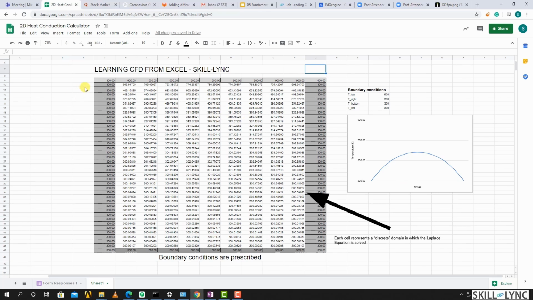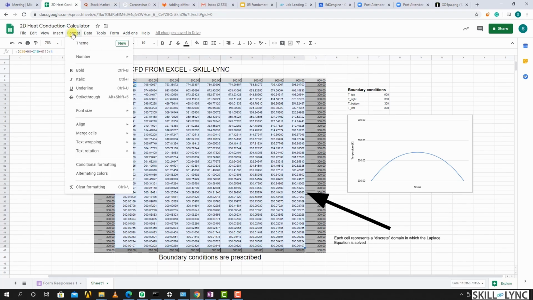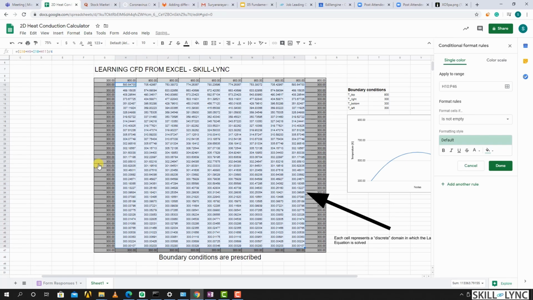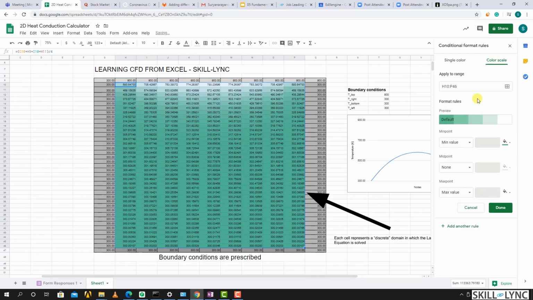But the other key part of post-processing is understanding what we are trying to say here. Though I'm seeing a bunch of numbers, it really doesn't mean anything. So what I'm going to do right now is introduce a color map. I'm going to click on format and select conditional formatting. I'm going to go to color scale, click on this one and apply this color scaling.